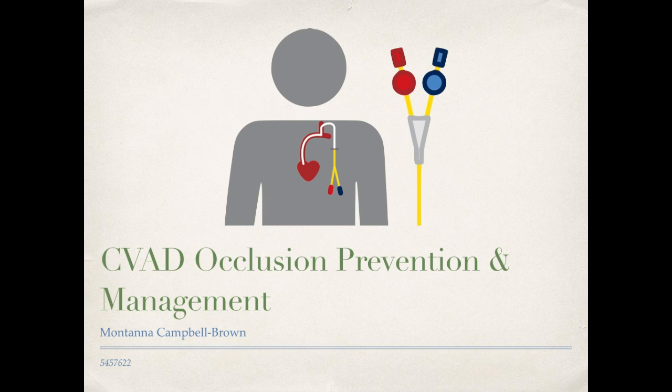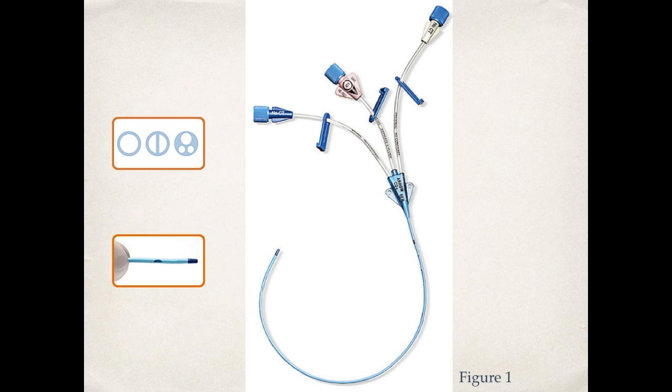This clinical resource is on central venous access devices and specifically occlusion prevention and management. This here is an example of a CVAD. This is a lumen, so this CVAD in particular is a triple lumen. They can be single, double, triple, or even quad lumens.